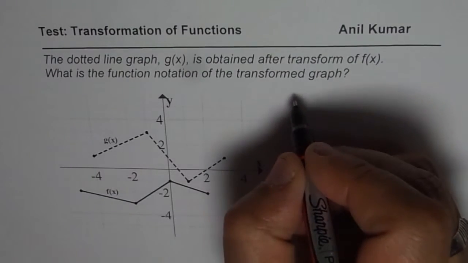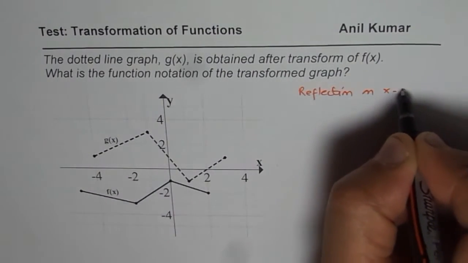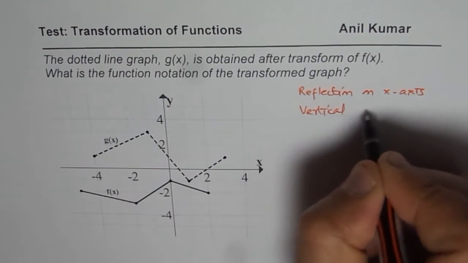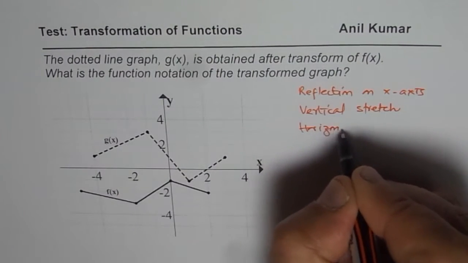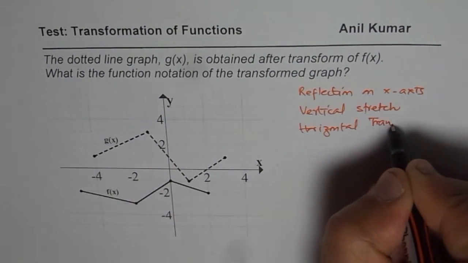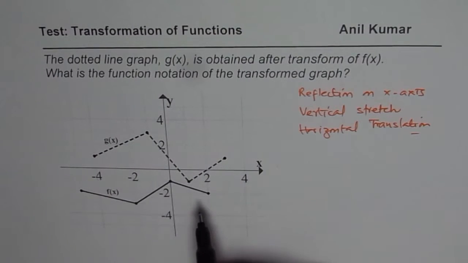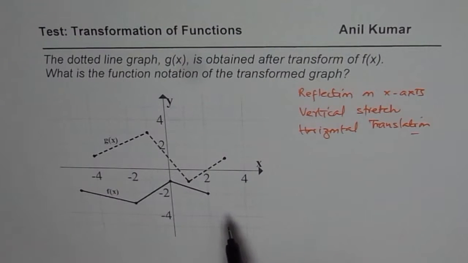So what we are looking for here is one reflection on the x-axis. That is the first thing which we know. And then we are also looking at vertical stretch and horizontal translation. Right? So these are the things which you could incorporate into your function and write down the equation for the transformed function in function notation, right? So that is how you could do it. Now at this stage also you can actually pause and get your answer.